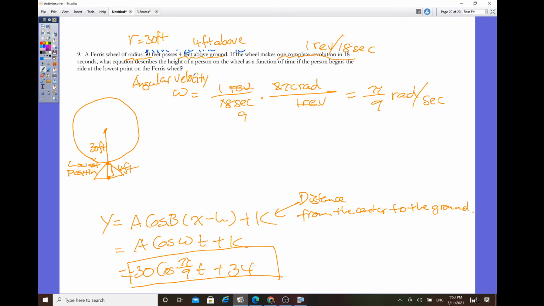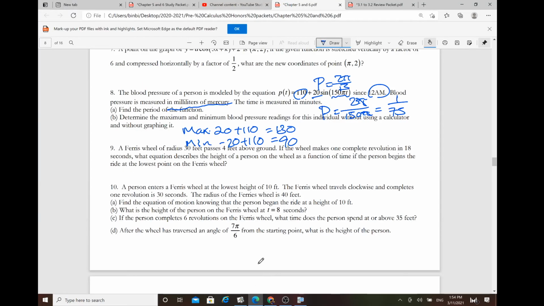And now, what about number 10? Number 10 is quite similar. Let's see right here, number 10. A person enters a Ferris wheel at the lowest height of 10 feet. Okay, so that means it's 10 feet off the ground. So we can always annotate.